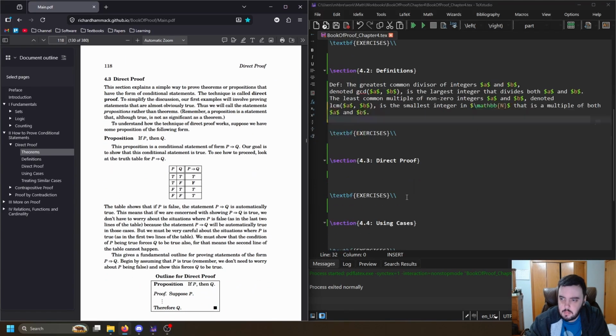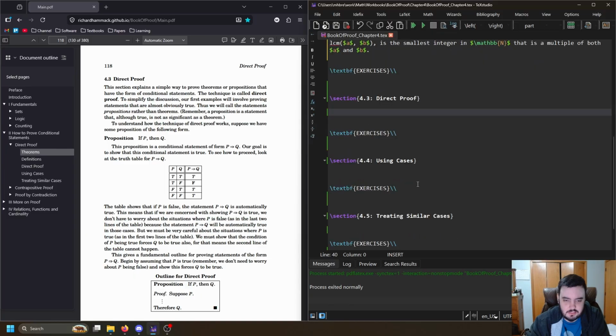Okay, cool. On to direct proof. We're almost done with this chapter. It'll be real quick, and then we get to dive into contrapositive proofs. That's fun. All right, direct proof. This section explains a simple way to prove theorems or propositions that have the form of conditional statements. The technique is called direct proof. To simplify the discussion, our first examples will involve proving statements that are almost obviously true. Thus, we will call the statements propositions rather than theorems. Okay. Sure.